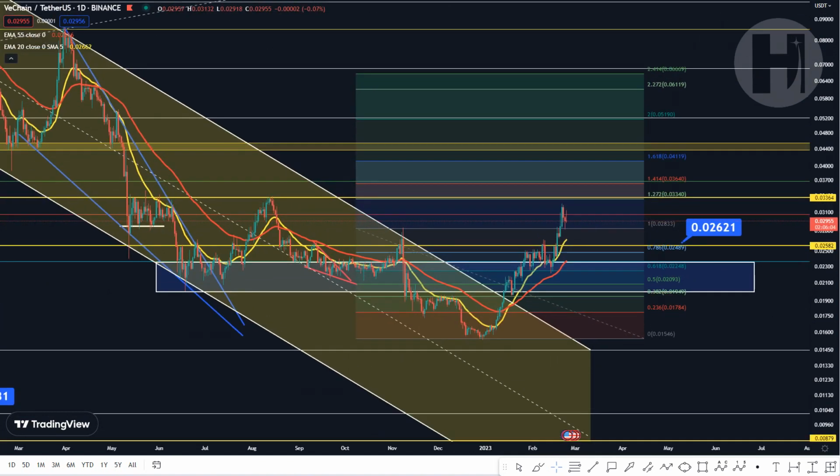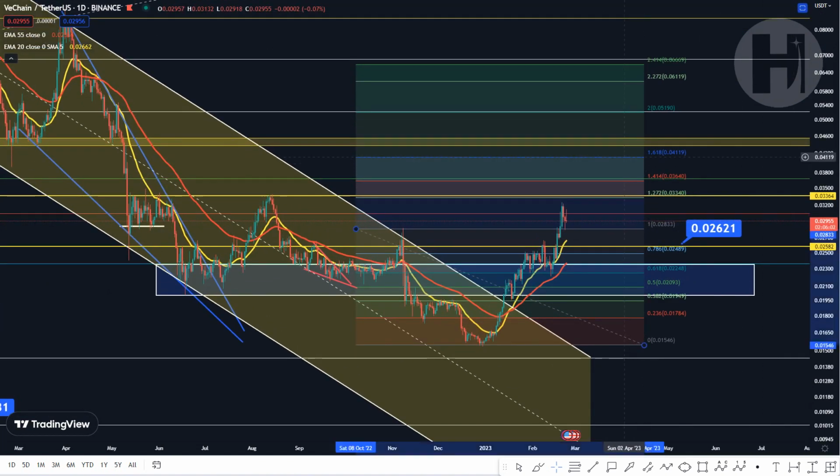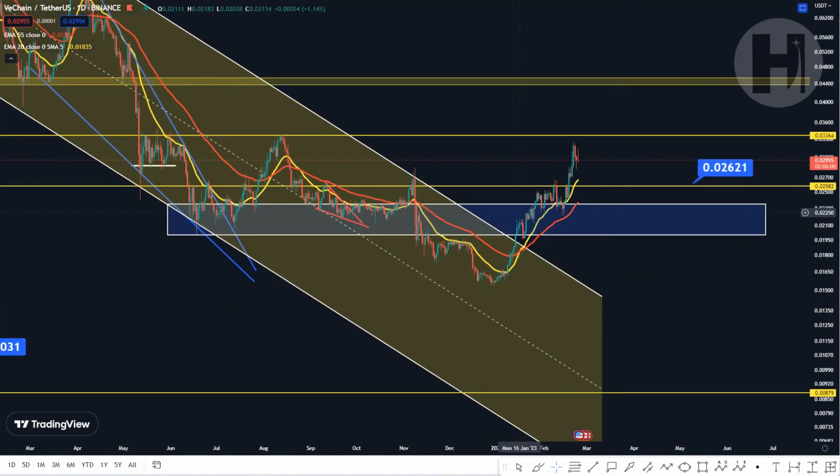As you can see, if I zoom in, let me just remove some of this so it's not as distracting. So as you can see, we broke below this support block, then we broke above, we had a back test of support, and then we went above the upper trend line of the support block, and then we back tested it as support and had another bounce to the upside.